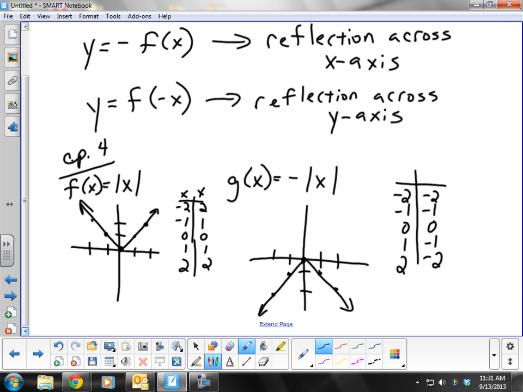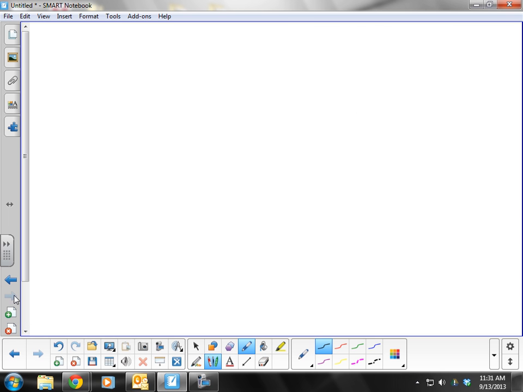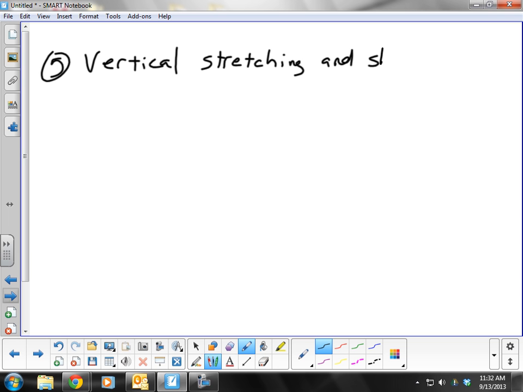Okay. The next objective is the one that talks about vertical stretching and shrinking. All right. So, remember that stretching and shrinking happen the same way. It's by multiplying by a number, right? Instead of adding or subtracting, and I'm multiplying by a positive number because the negative sign, the only thing it does is the reflection part.